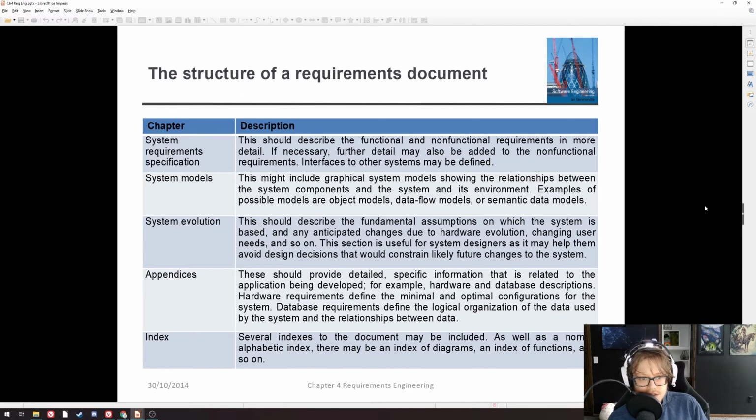And then you might have a section on evolution or maintenance or what happens when the project's done. Some appendices with other helpful information, and then an index. Obviously, this is a very complex template. I wouldn't expect you to go this far into it.